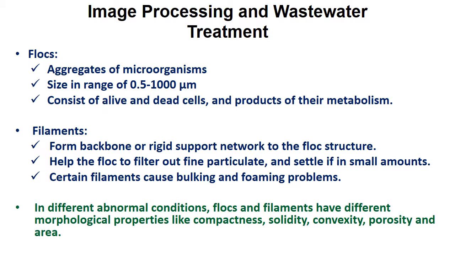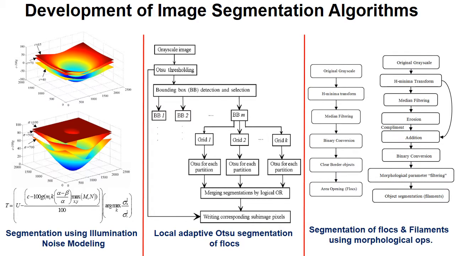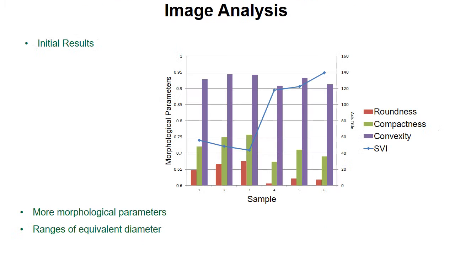In different abnormal conditions, flocks and filaments have different morphological properties like compactness, solidity, convexity, porosity, and area. We developed three algorithms for image segmentation. First was based on morphological operations of image processing. Second was local adaptive version of global thresholding. Third was based on illumination noise modeling.